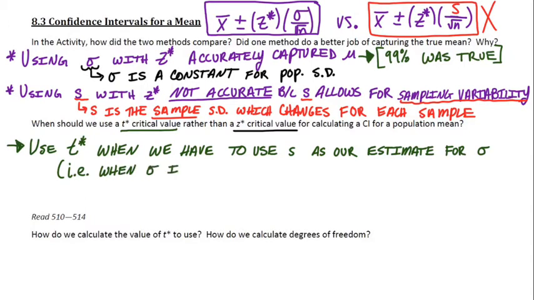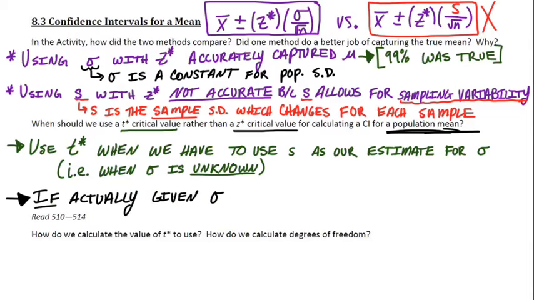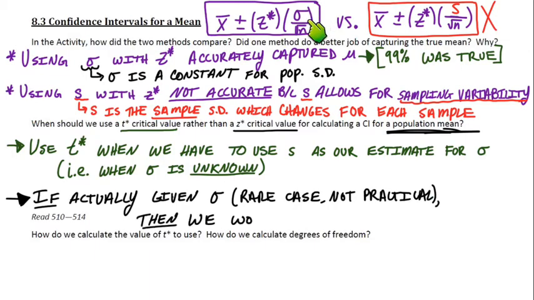So in other words, when sigma is unknown. And I want to be really clear here, these are for population means, right? These are for population means only. That's what this section 8.3 is about. So if we're actually given sigma, which would be really rare and impractical, because if we already knew sigma, we would probably already know the true population mean, so there'd be no inference for us to do as statisticians. But that would be the only time you would actually use a z-star.